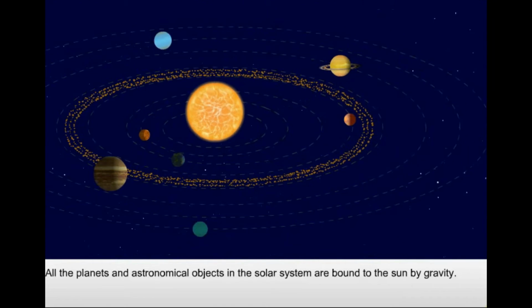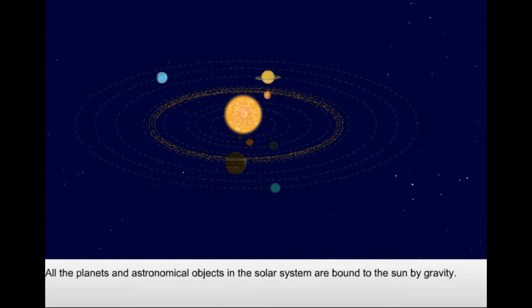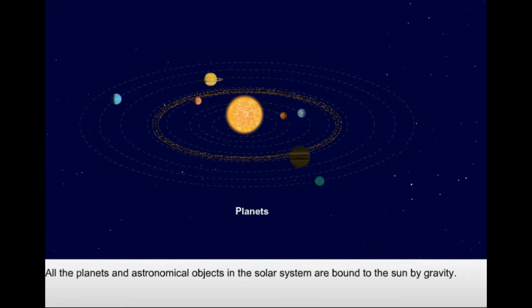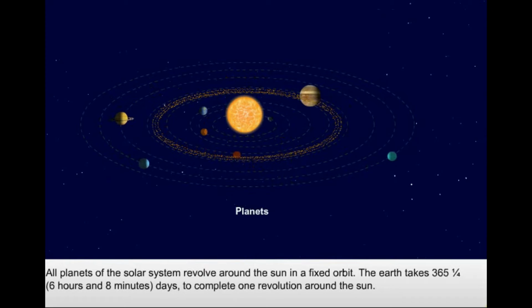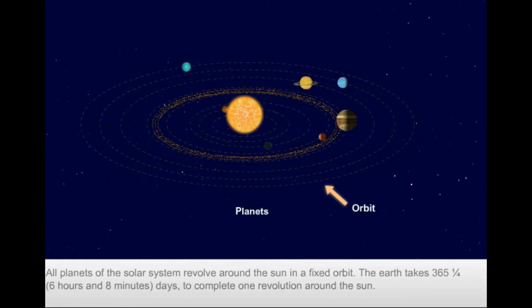All the planets and astronomical objects in the solar system are bound to the Sun by gravity. All planets of the solar system revolve around the Sun in a fixed orbit. The Earth takes about 365 1/4, that is 6 hours and 8 minutes, days to complete one revolution around the Sun.